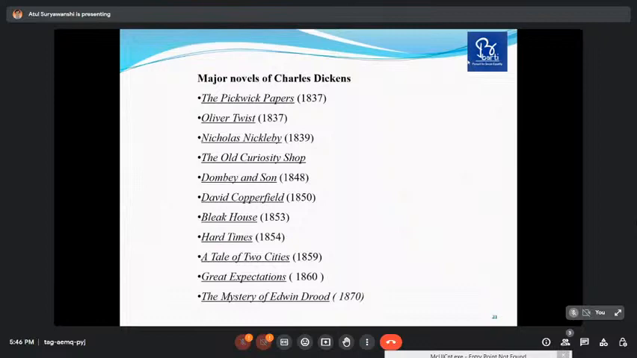So remember, this is the unfinished work written by Charles Dickens, and his works run from the Pickwick Papers up to The Mystery of Edwin Drood. So this writer, Charles Dickens, is one of the prominent writers during the Victorian Age, and we have to study him in detail.